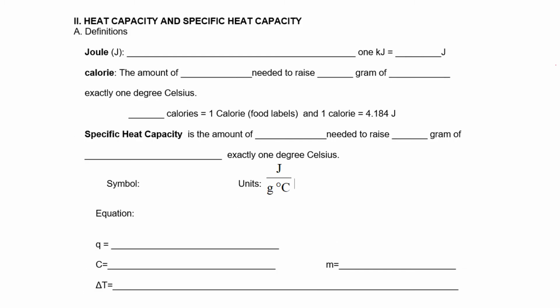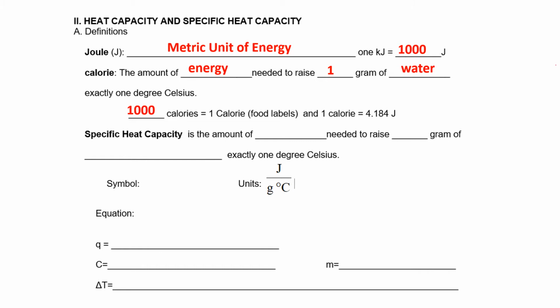So before we get into some practice problems, we're going to break down the formula, define some of the parts and the units before moving forward. So first of all, the joule is the metric unit of energy. 1 kilojoule is equivalent to 1,000 joules. A calorie, with a lowercase c, is the amount of energy needed to raise 1 gram of water exactly 1 degree Celsius. So it takes 1,000 calories with a lowercase c to make up 1 calorie with an uppercase C.